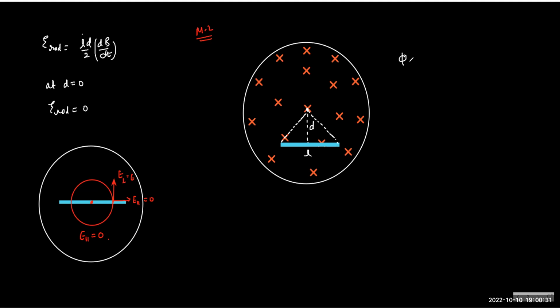So the flux through the loop is how much? B into half L d, base into height. And now d phi by dt becomes L d by 2, and this is the answer for the rod. Why? Because the other parts, OA and OB, cannot have the EMF. So the net EMF of the loop is actually the EMF of the rod. Understood?